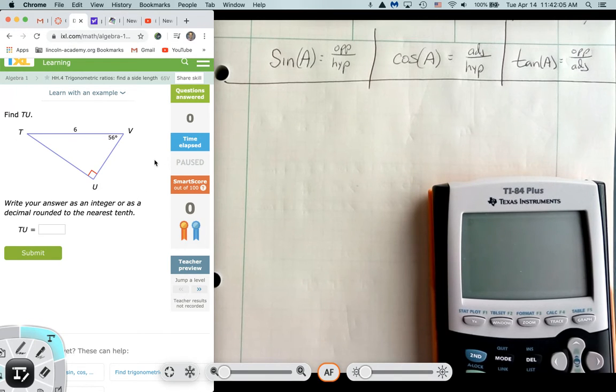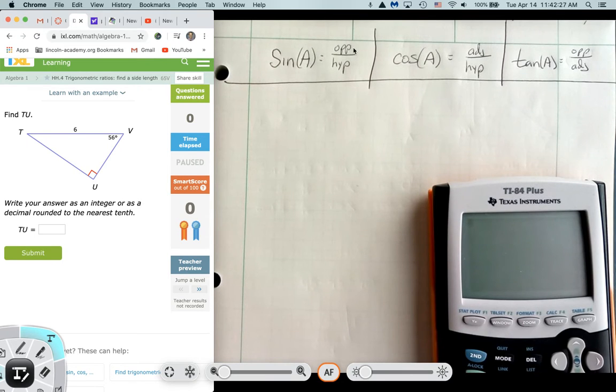We have this right triangle here. We have the right angle, and we have one of the angles given. It looks like we have the length of the hypotenuse, and we're asked to find the length of TU, this length along here.